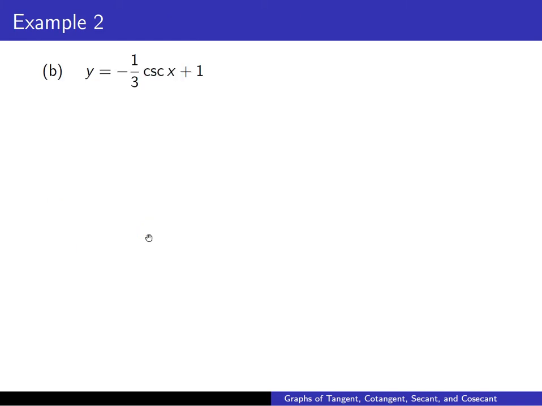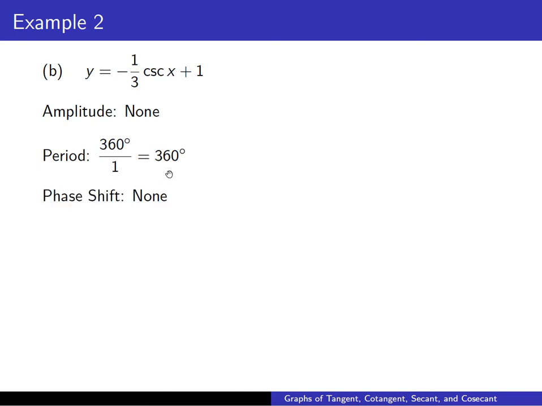Part B, negative 1/3 cosecant x and then plus 1. Notice that the plus 1 is not inside parentheses with the x. So no amplitude here. Period: 360 divided by this coefficient of 1 in front of the x, which is 360 or 2 pi. No phase shift here, or you could say 0. And the vertical shift is up 1.